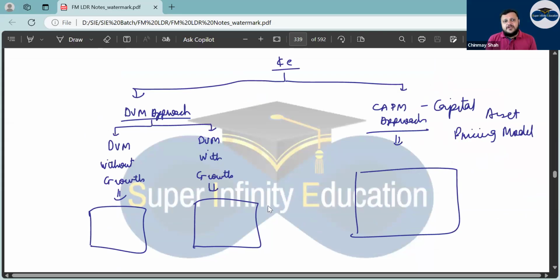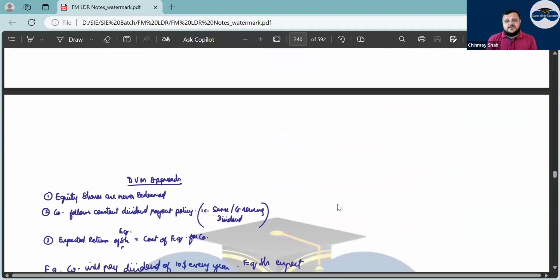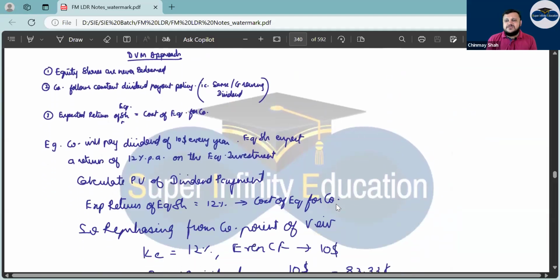And then you have KE by two approaches, right? DVM approach and CAPM approach. We do generally CAPM approach at the end, right? DVM approach has two ways you can solve what? The KE, correct? So DVM without growth and DVM with growth. DVM without growth is what? Tell me. You have no growth in the dividend, right? Same amount of dividend is paid till perpetuity. One of the assumption that is taken in KE DVM approach. Equity shares are what?